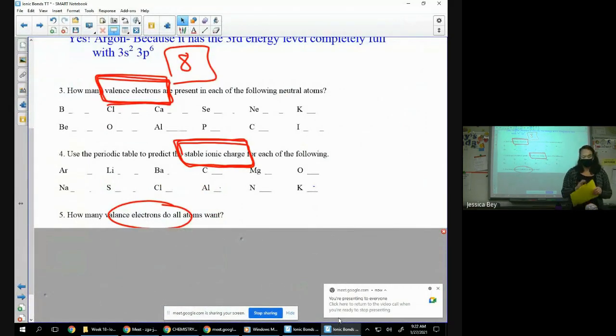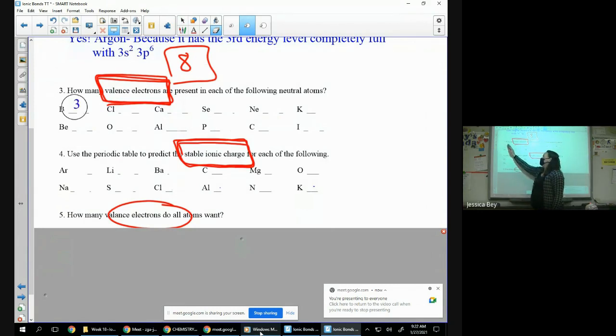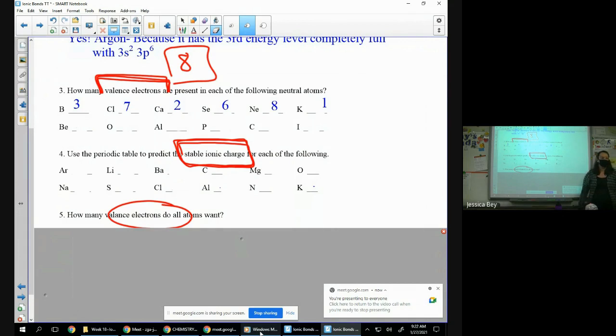All right, are we all tapped down on the bell work? Let's move it along, should we? All right, so hopefully all of you at home got that. For number 3, you should have 3, 7, 2, 6, 8, and 1. For the next row, you should have 2, 6, 3, 5, 4, and 7. Those are the number of valence electrons. Remember, that is just correlating exactly with the group number itself.